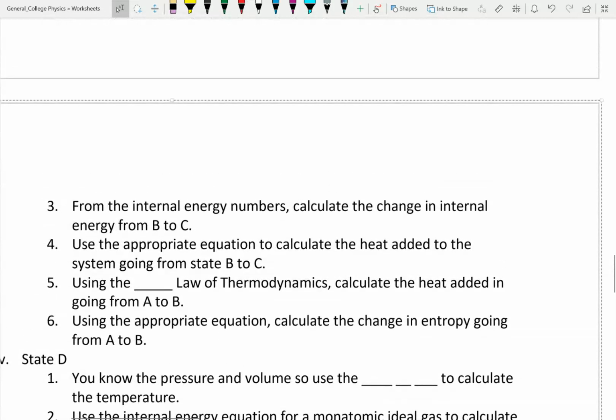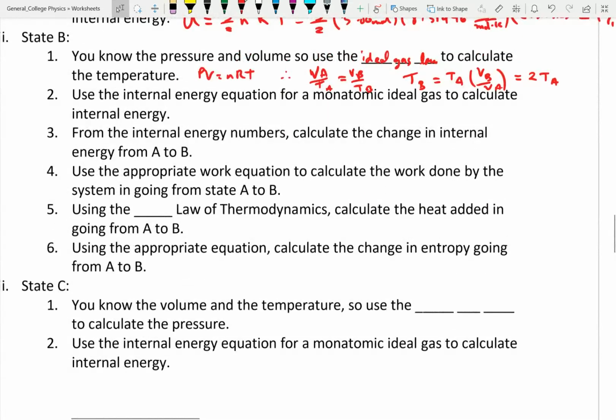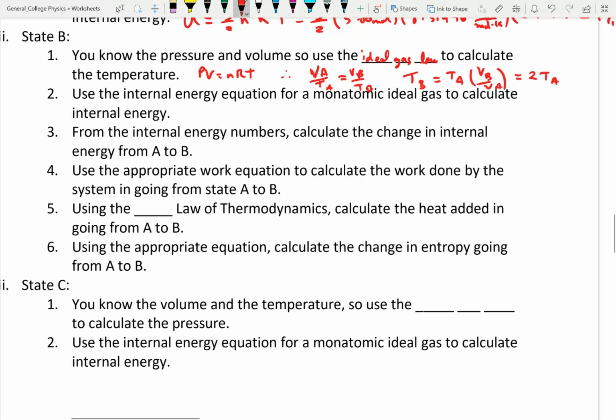Now that's calculated the internal energy. Use the appropriate equation to calculate the heat added to the system going from B to C. Well, because this is going from B to C, whoops, wrong one. Use the appropriate way to calculate the work going from A to B. So I did the work first here. Why? Well, because if it's an isobaric process, the work is a very accessible calculation.